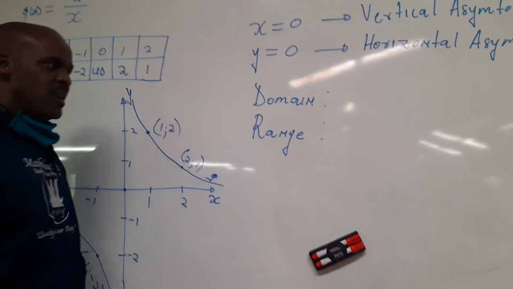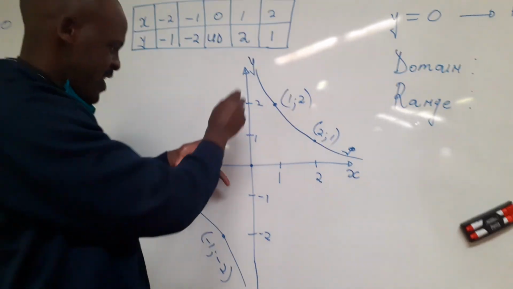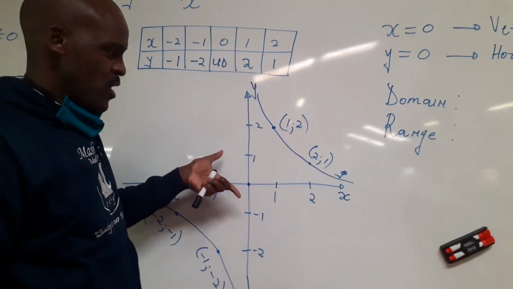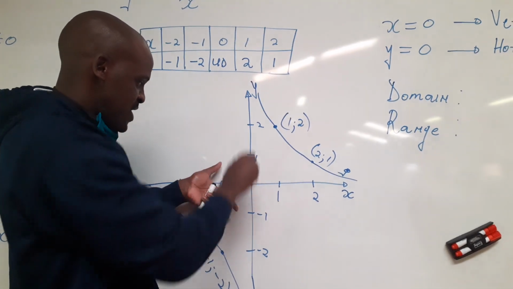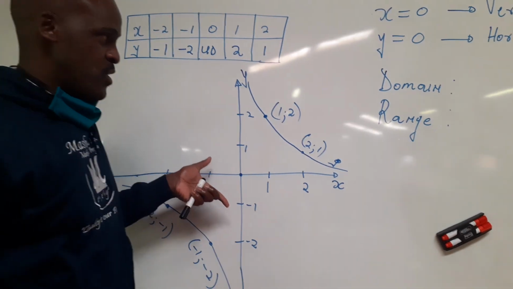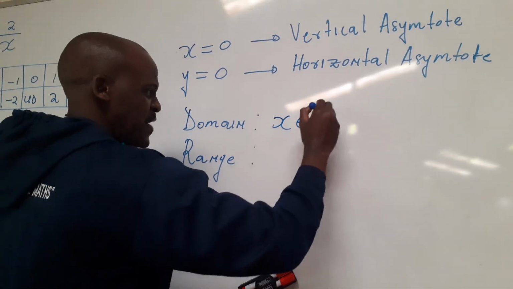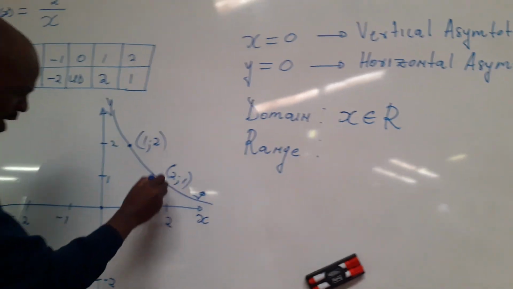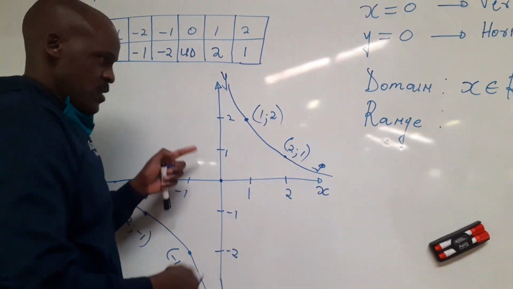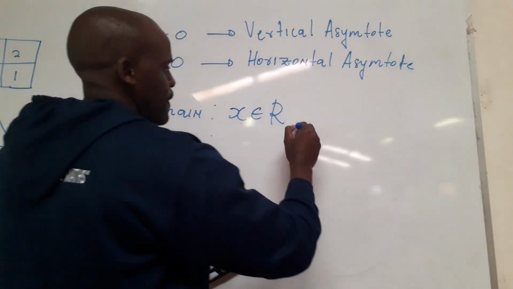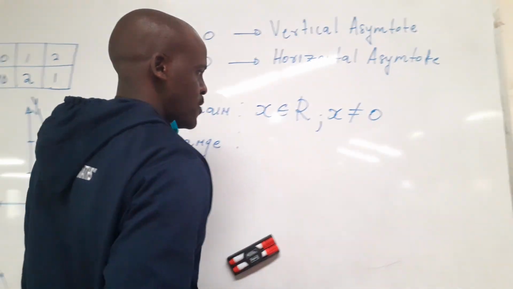That's domain and range. We are saying this graph won't exist where x is equal to 0. For this graph to always exist, it mustn't touch where x is equal to 0. In other words, x can be any value, but that value must not be equal to 0. x must not be equal to 0.